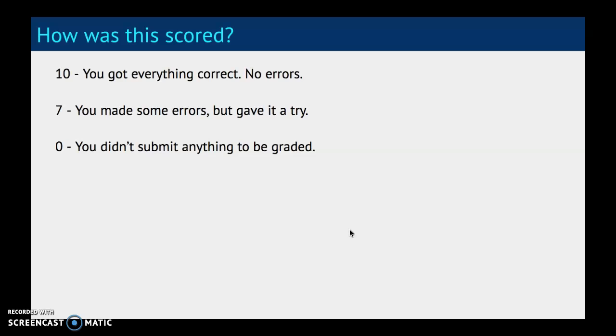Now, how was this scored? Well, 10 out of 10 if you got everything correct. No errors. So based on your data, it was very easy for me to see exactly how you calculated this. You got a 10. You got a 7 if you made some errors, but you gave it a try, right? Like you gave it your best shot, but you didn't quite get there. So maybe your sig figs were off, maybe you didn't have units, maybe you just kind of had the wrong strategy. There's multiple ways to solve it, but maybe you just didn't get to the answer. And you just got a 0 if you didn't submit anything to be graded. Those are the only grades that we have. Remember, you can check that out with the grading policy that we have for term 4. And we adjusted just because we're in this really weird situation.